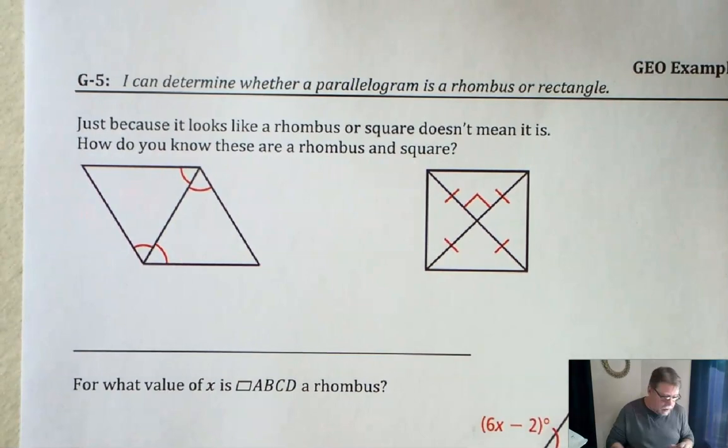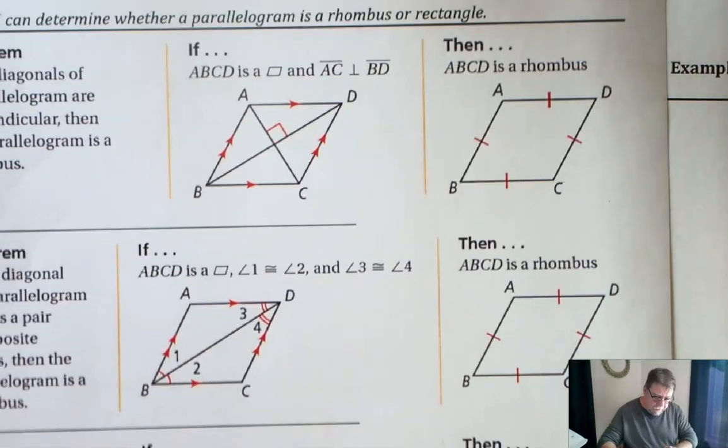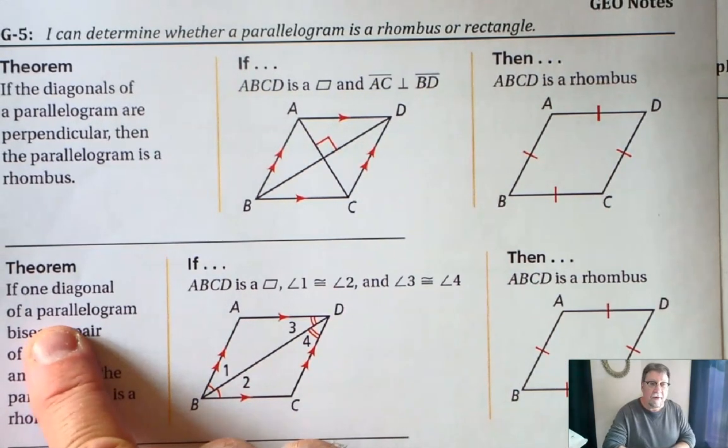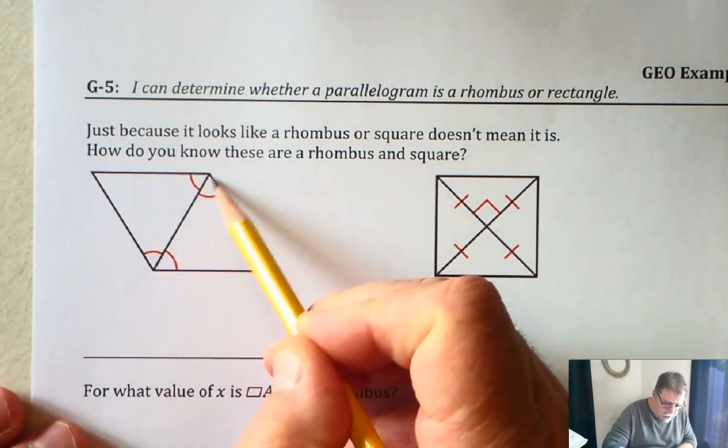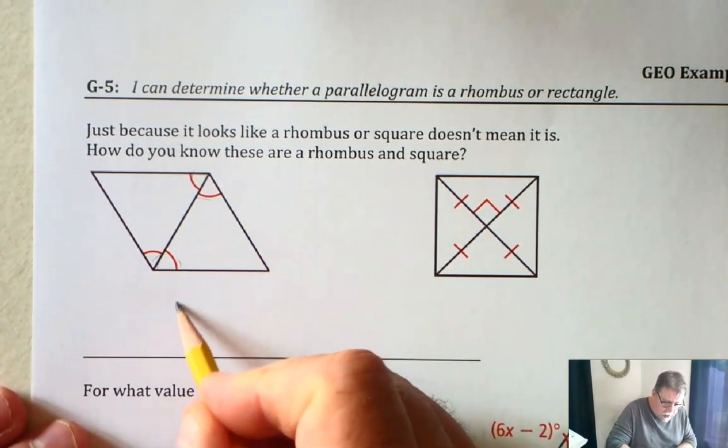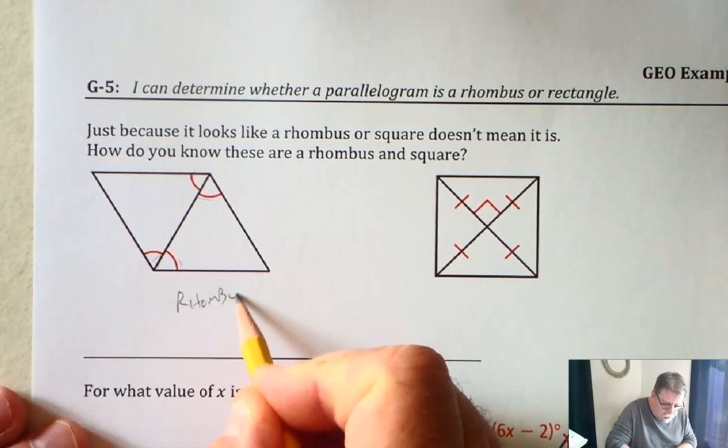Well, we talked just a second ago about the property right here that says if a diagonal of a parallelogram bisects a pair of opposite angles, then the parallelogram is a rhombus. And that's what happens right here. We've got these bisected. So this has to be a rhombus.